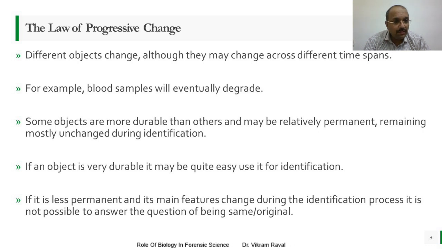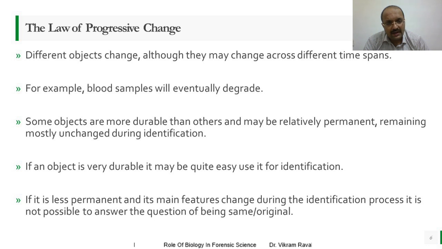Some objects are more durable than others and may be said to be relatively permanent in nature, remaining mostly unchanged during identification. For example, take a metal weapon. In due course of time, if it is exposed to moisture and many other things, it may corrode and even some rust may form, but it may not totally degrade. The article remains the same. If it is a knife, a sword, a hammer, anything, it may not totally degrade. If it is of biological origin, 100% in due course of time the material is bound to deteriorate, bound to degrade. So if an object is very durable, it is quite easy to use for identification.